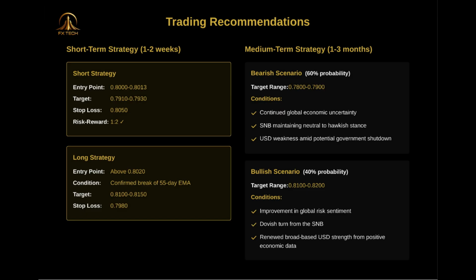For medium-term outlook, we see a 60% probability of a bearish scenario targeting 0.7800 to 0.7900, driven by global economic uncertainty and potential USD weakness. The alternative bullish scenario has a 40% probability, targeting 0.8100 to 0.8200.